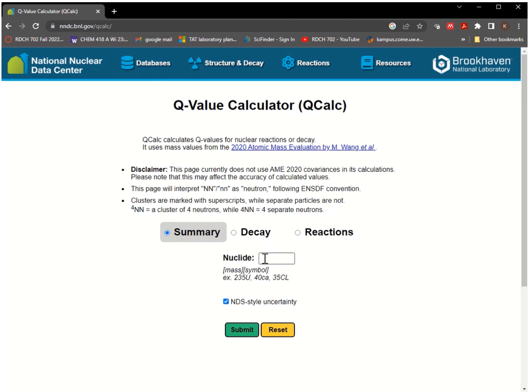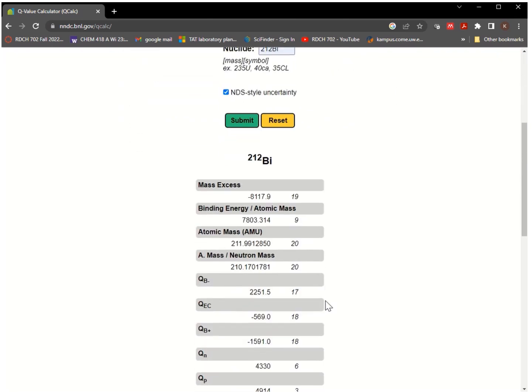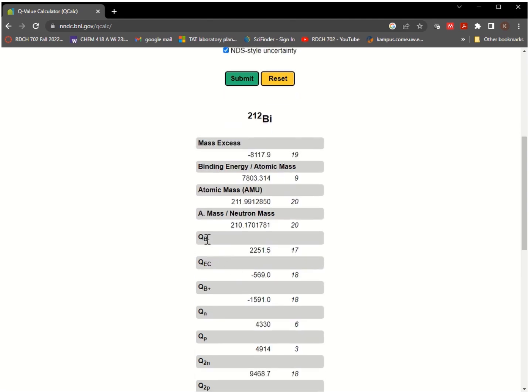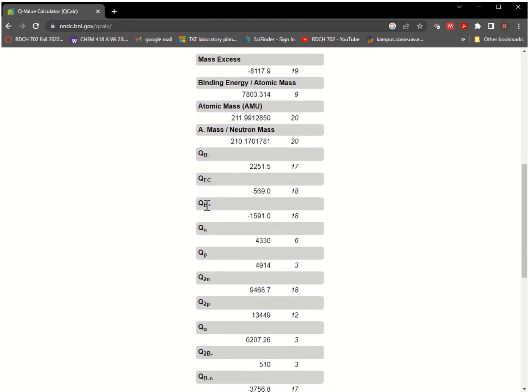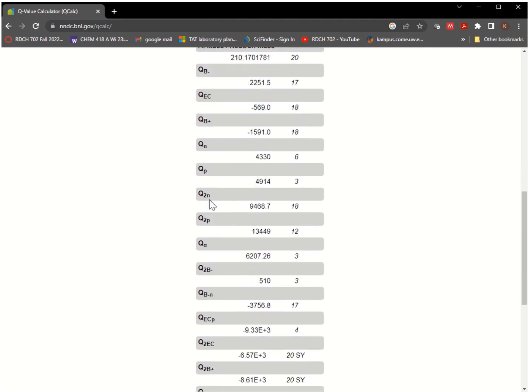First, we'll start with the summary. If we just put in an isotope, let's start with bismuth-212, and say submit, it'll give me all the information about the decays of bismuth-212 and some of the nuclear data. So here's the isotope bismuth-212. It'll have the mass excess, the binding energy per atomic mass, the atomic mass units, the neutron mass, the Q value for beta minus, number of different decays, electron capture, positron, neutron, proton. As you can see here, there's many different types of reactions that can occur.